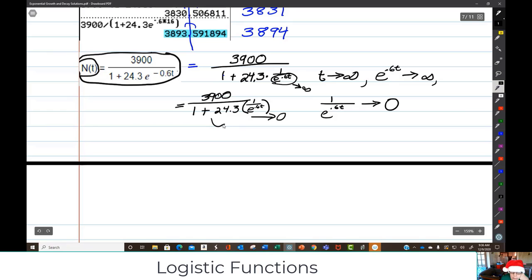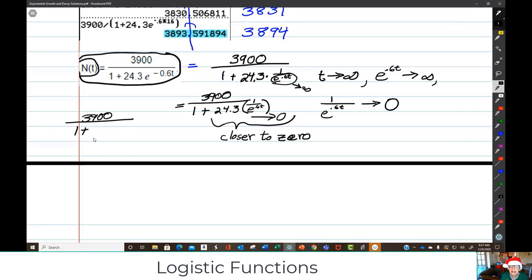So that 24.3 times that number, a number that's getting smaller and smaller, really close to zero, is also going to be getting closer and closer to zero. So that you're going to have 3,900 divided by 1 plus a decimal that's getting ever smaller.